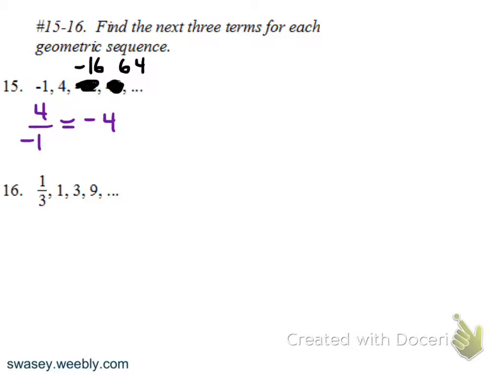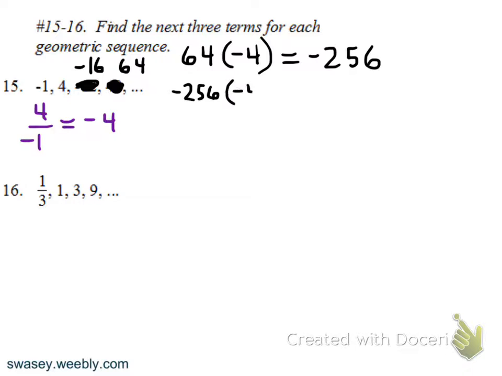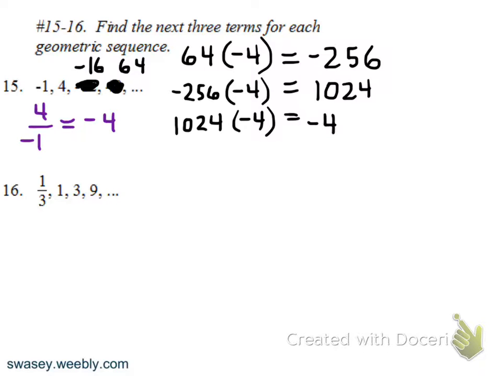Now to continue this sequence, we'll take the 64, multiply it by -4, and we get -256. So that's the next term in the sequence. Now let's do -256 times -4. It'll be positive. You get 1024, then do 1024 times -4. Get -4096. So these are the next three terms of the sequence.